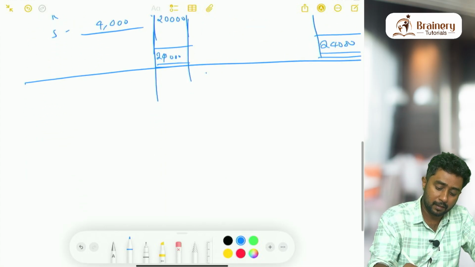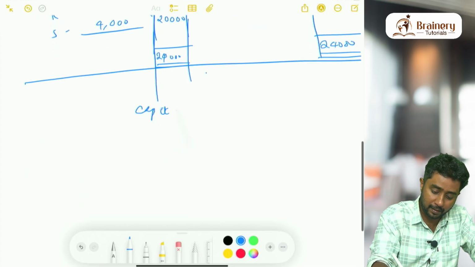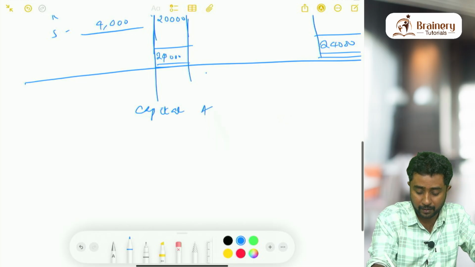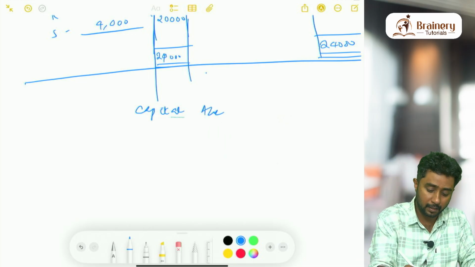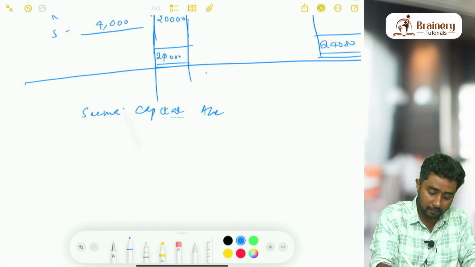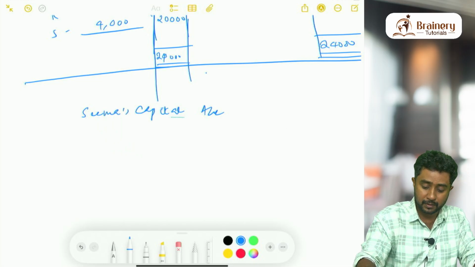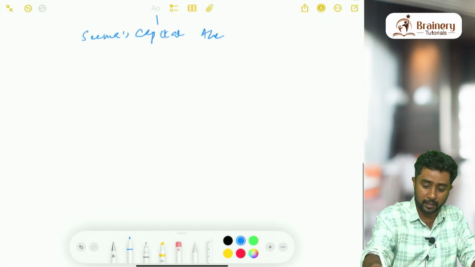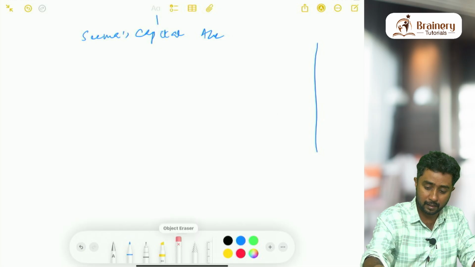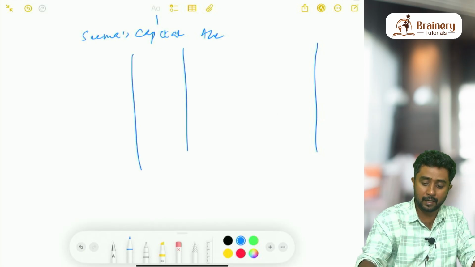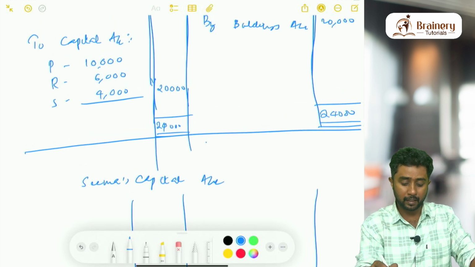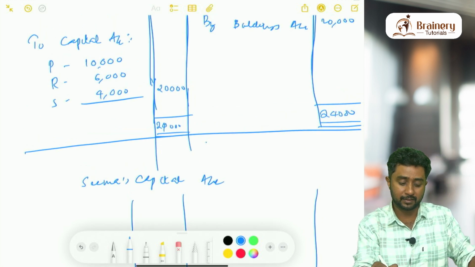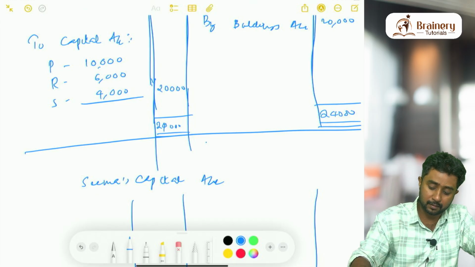Next step that you are supposed to do is to prepare the capital account. Unlike the other chapters, the question is about preparing Seema's capital account only. So we are bothered only about the amounts related to Seema. Whereas in the revaluation account, we transferred the balance to all three partners' capital accounts. But here, out of these 3, we are preparing only one person's capital account.